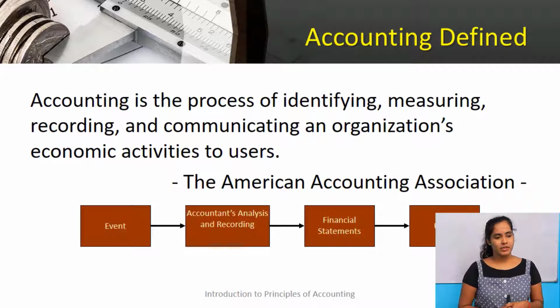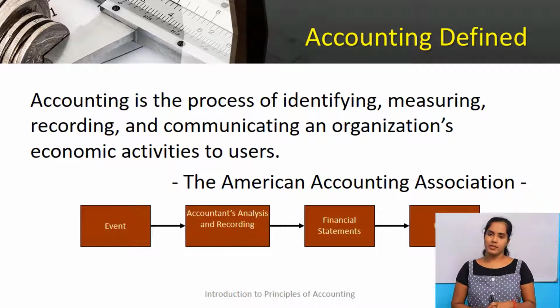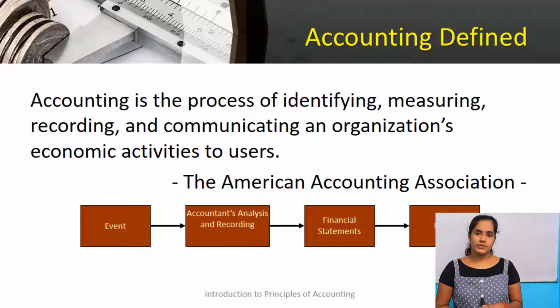And the second one, the accountants analyze and record. Once the event occurred, the accountant needs to analyze them and record in the books of account. Then, based on the records, they have to prepare the financial statements and submit them to the users. So this is the normal cycle of the accounting system.